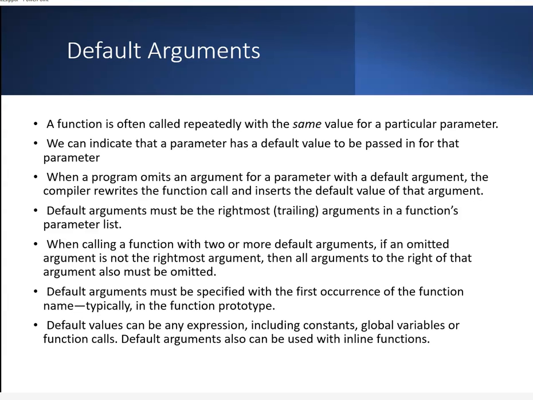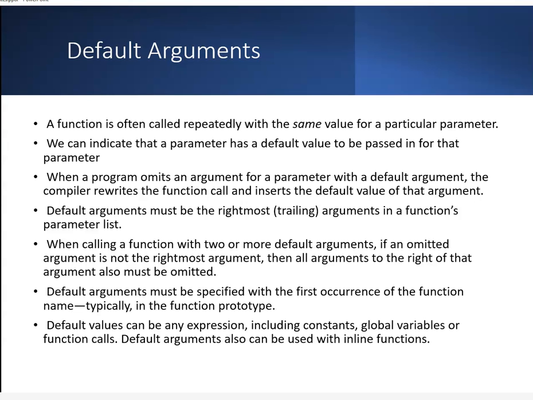A function is often called repeatedly with the same value for a particular parameter. We can indicate that a parameter has a default value to be passed, so when a program omits an argument for a parameter with a default argument, the compiler rewrites the function call and inserts the default value of that argument. Default arguments must be the rightmost trailing arguments in a function's parameter list. When calling a function with two or more default arguments, if an omitted argument is not the rightmost argument, then all arguments to the right of that argument must also be omitted.